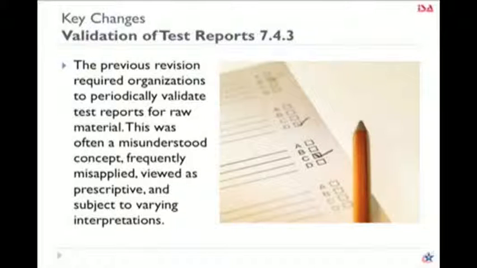The previous revision required organizations to periodically validate test reports for raw material. This was often a misunderstood concept, frequently misapplied, viewed as prescriptive, and subject to varying interpretations. The rationale going forward is that if an organization is making critical items in which the material, chemical, and physical requirements are important, it should be verifying test reports as part of its risk management process.